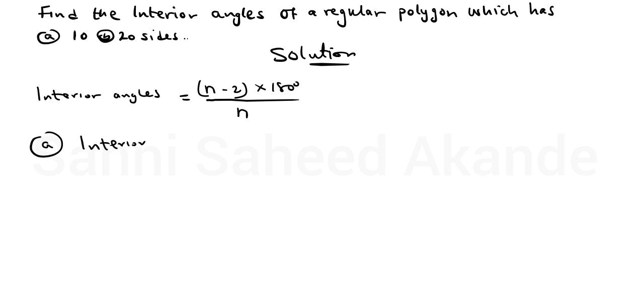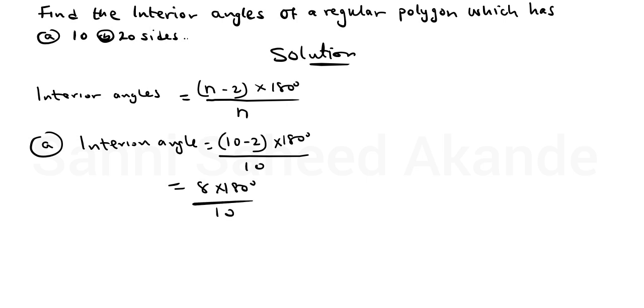n, which is 10 minus 2, then multiply by 180 divided by n, which is 10. Okay, so 10 minus 2 is 8, multiplied by 180 degrees divided by 10. And when you multiply 8 and 180 together, you will get 1440 divided by 10. Okay, so this 0 cancels this, and we are left with 144 degrees.